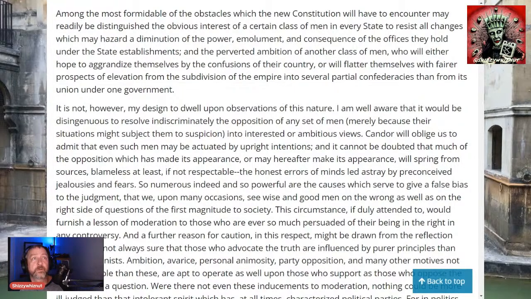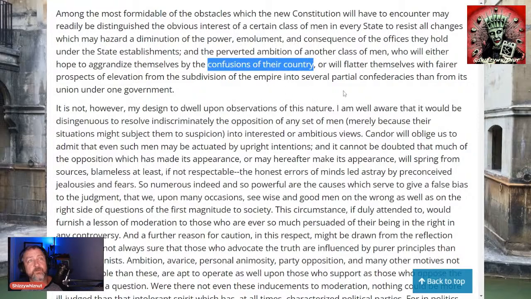Those men in every state that resist all changes which may hazard a diminution of the power, emolument, and consequence of the offices they hold under the state establishments, and the perverted ambition of another class of men, who will either hope to aggrandize themselves by the confusions of their country. That's pretty important. Confusions of their country.